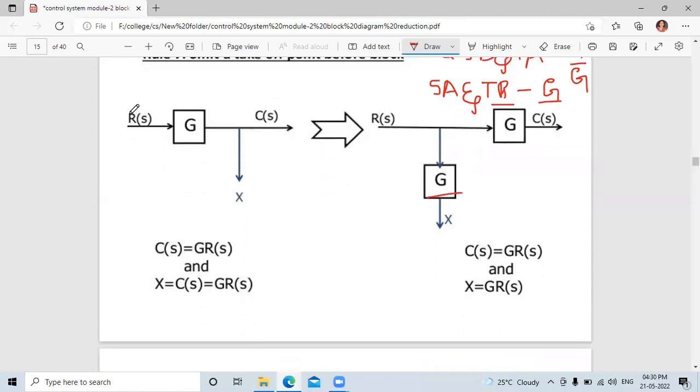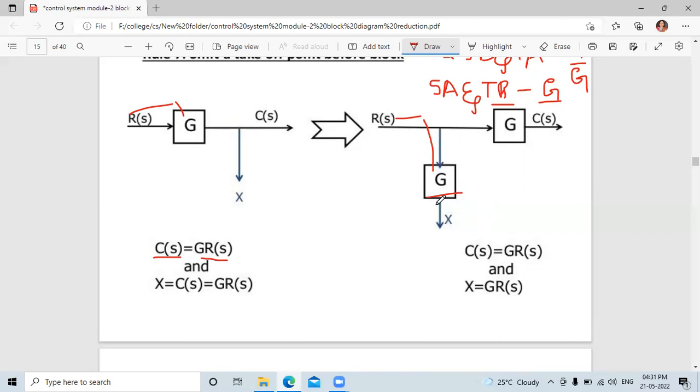So R of S into G, what you will get? C of S is equal to G into R of S. At X you will get R of S into G. The same you should get here. So in order to get that, what do they multiply? G. So C of S equals G into R of S. And X is equal to, you will get the same, R of S into G.